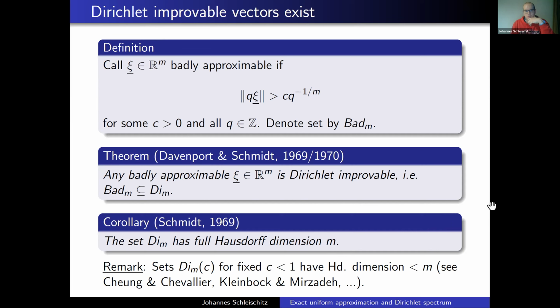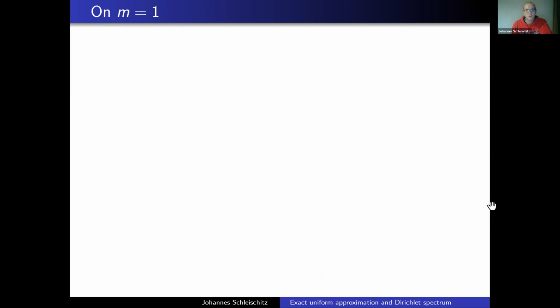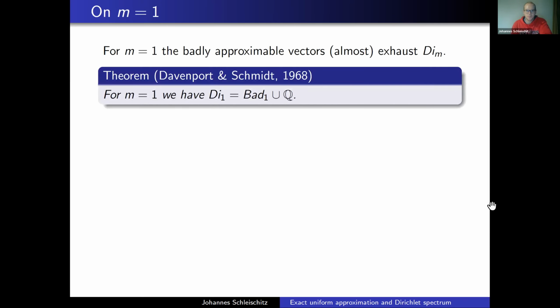Good, so then I would go further. Just some words on M equals 1, which I will not talk too much about. The set of the badly approximable almost exhausts DIM. So the theorem is that for M equals 1, the badly approximable numbers and the rational numbers are exactly the Dirichlet improvable numbers. So there's not much more happening than bad. The rationals are kind of clear that they are contained, right? It will be 0 at some point, the approximation for certain Q.